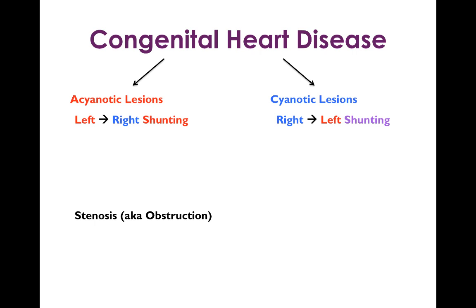for example. When thinking about cyanotic lesions, there always has to be right to left shunting, right? Because otherwise, how do you get the cyanosis? You always have to have desaturated venous blood going to the systemic circulation, leading to shunting, which is shown here in purple, because it's a mixture of the blue desaturated venous blood and the red systemic blood.